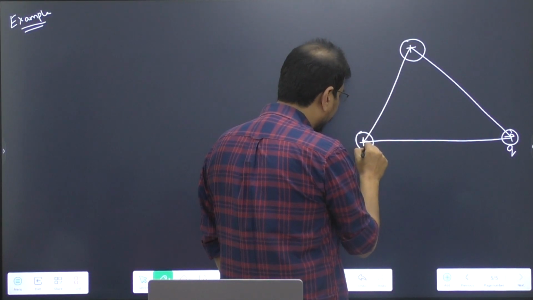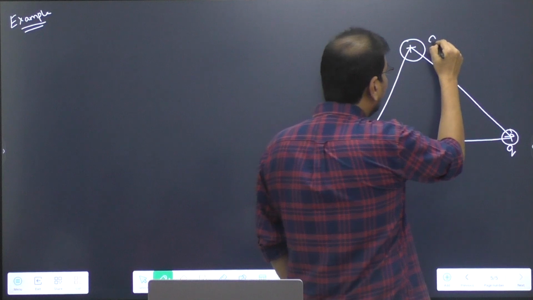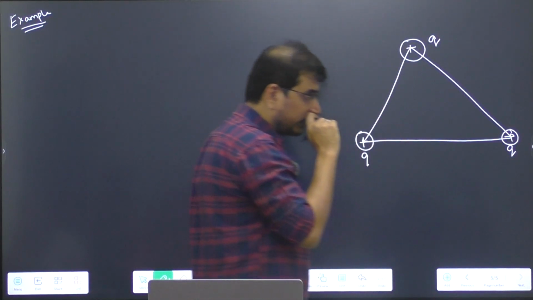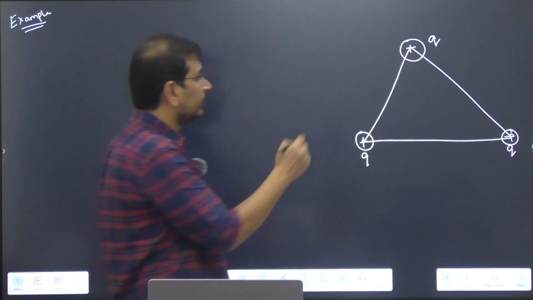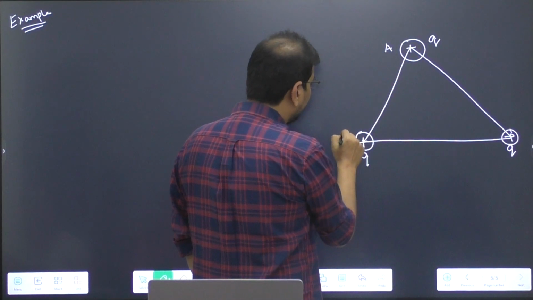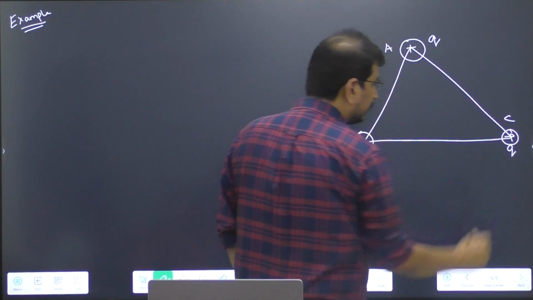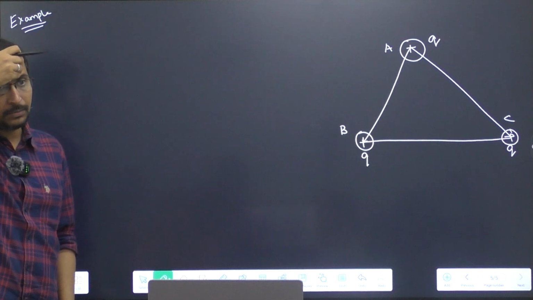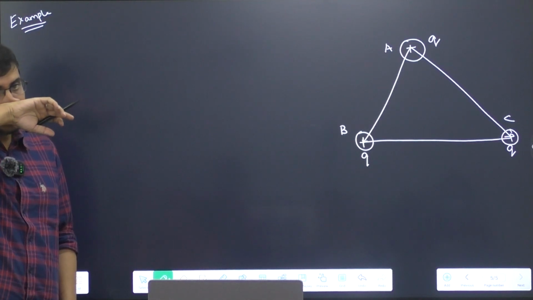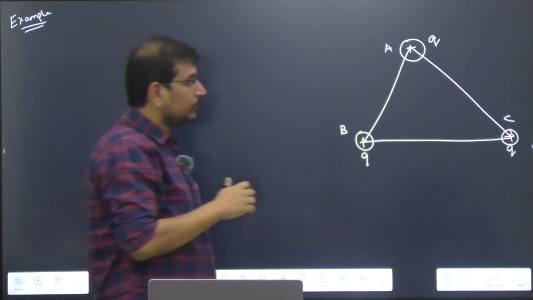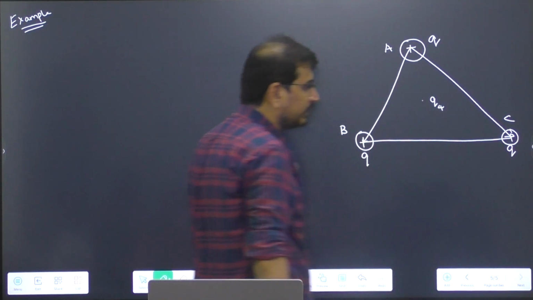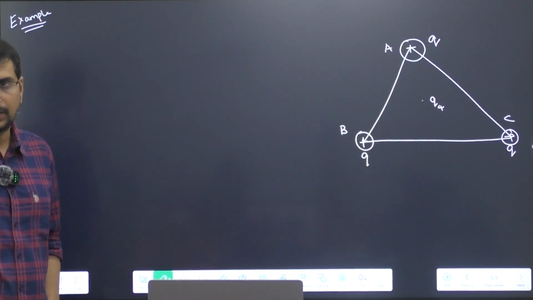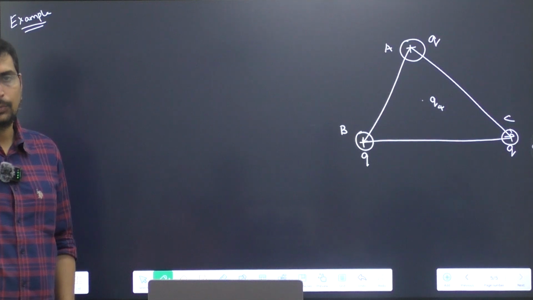I have 3-point charges placed at the vertices of an equilateral triangle. Right? So it's going to be A, B, and C. Three charges are placed at the vertices of an equilateral triangle, and there is a fourth charge of magnitude, let's say Q4, which is placed exactly at the centroid of the triangle. What is going to be the force experienced?